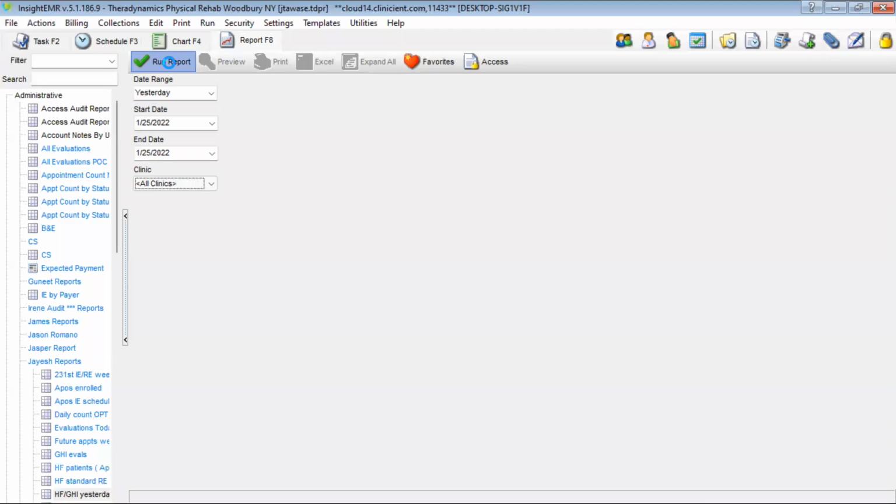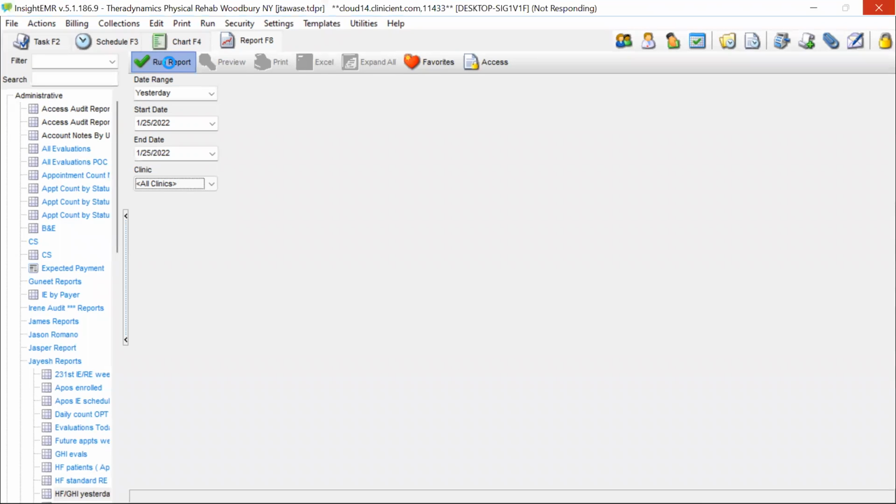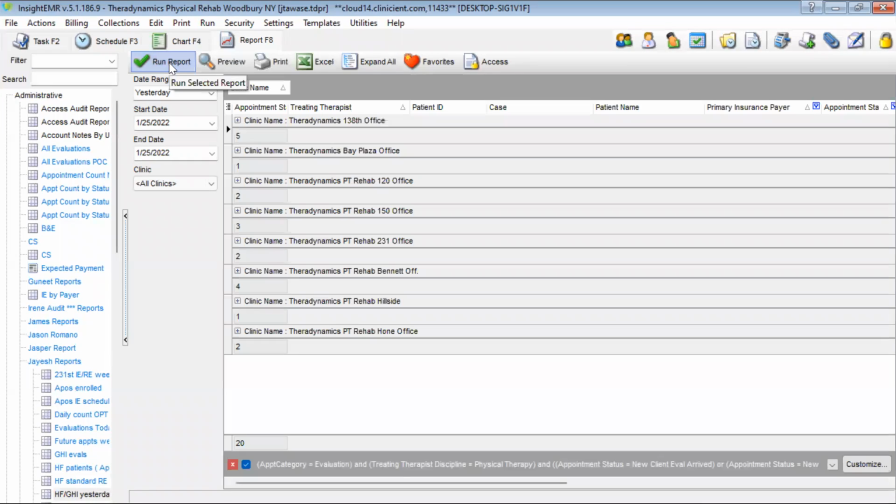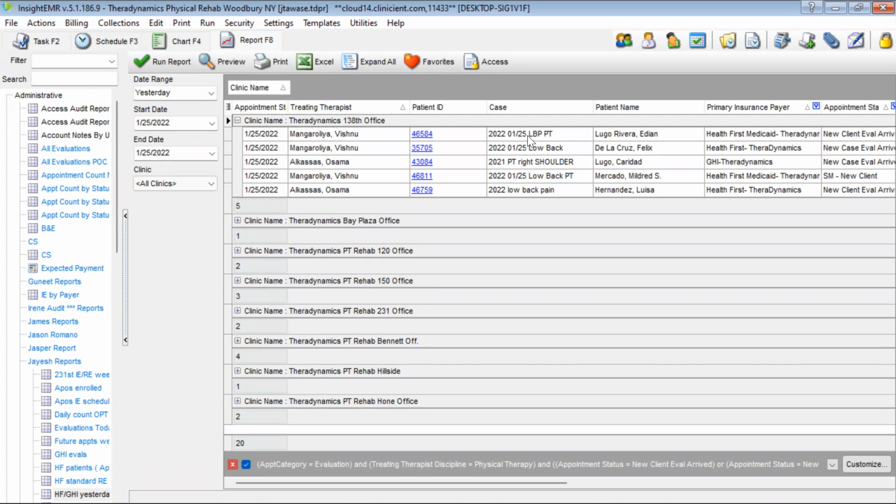In this report, every Apos therapist makes a note whether the Health First or GHI patient is a good candidate, is it eligible for Apos therapy or not? And we just have to make sure that the note is done. Let's say we start with 138 right here. All the patients with low back, hip or knee pain, there should be a note. For neck, shoulder, elbow, hand, we don't have to put the note for that. It's only for low back, hip, or knee pain, okay?